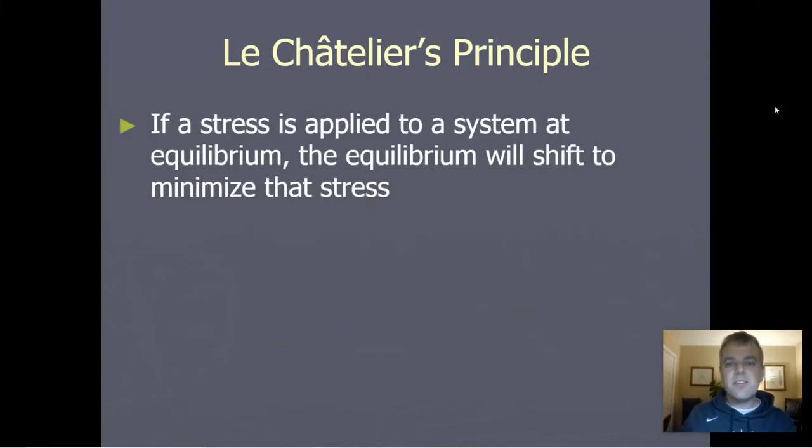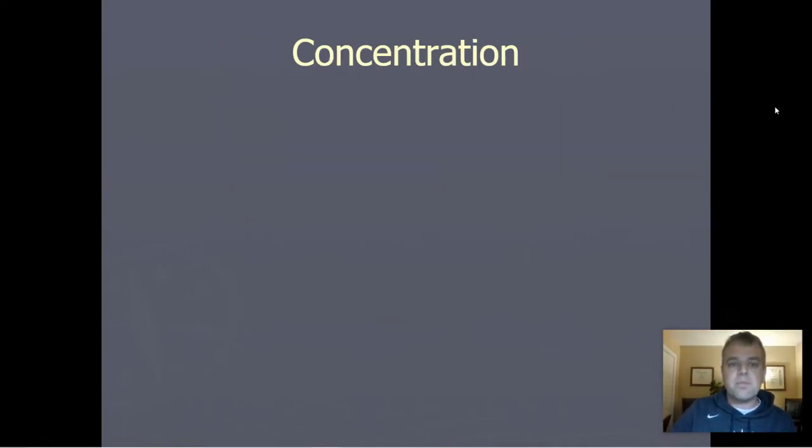So what Le Chatelier's principle says is that if a stress is applied to a system at equilibrium, the system will shift to minimize that stress. So essentially, whatever you do to disrupt a system from being at equilibrium, it will run in either the forward or the reverse direction until it reestablishes equilibrium.